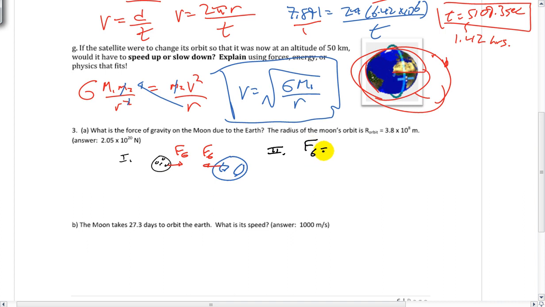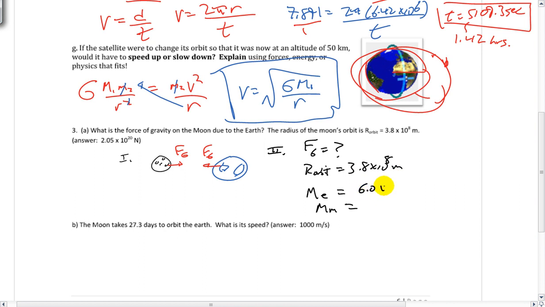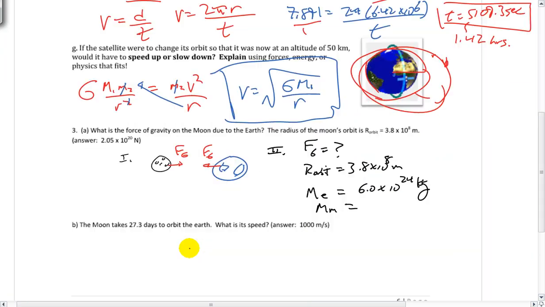We want to find the force of gravity between the two objects. We know that the radius of the orbit is 3.8 times 10 to the 8th meters. And then we just need to know the mass of the Earth and the mass of the moon. So this was given on our previous page. The mass of the Earth is 6 times 10 to the 24th kilograms. And the mass of the moon was given as 7.3 times 10 to the 22nd kilograms.